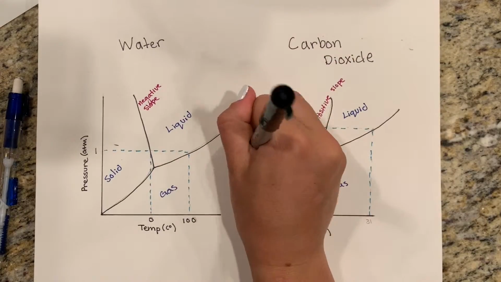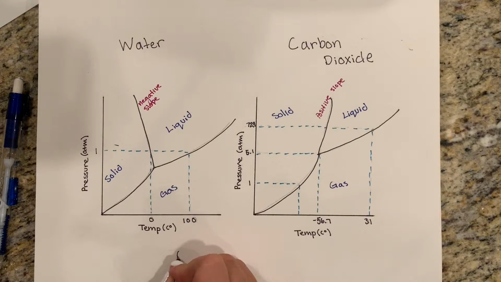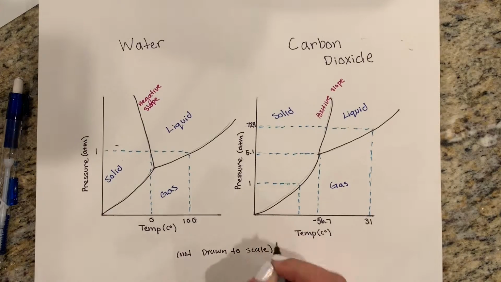I wanted to show you carbon dioxide's curve because unlike water, CO2 does not have a stable liquid state at 1 atm. Solid CO2 is dry ice, so until you reach 5.1 atm, the solid will sublime into gas as temperature increases. It will only form a liquid at pressures above 5.1 atm.